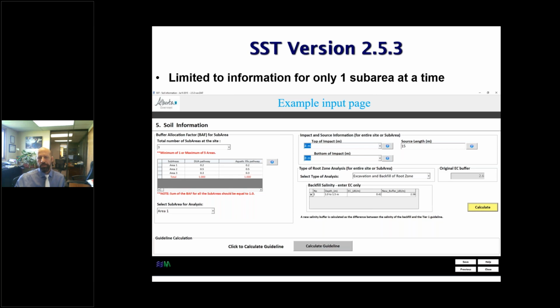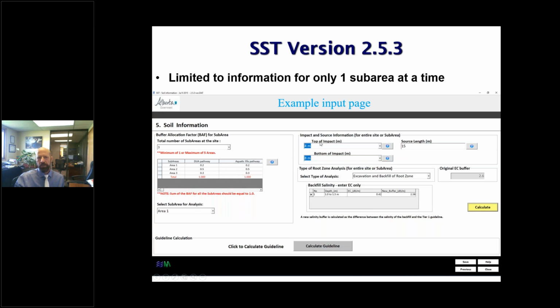assessment tool in terms of dividing a site into different impact zones or different source areas, to allow guidelines to be made more robust and remediation volumes reduced. So to be able to use sub-areas efficiently is a key thing, and version 3 is much better at that than version 2.5.3. In version 2.5.3, you can give some very limited information about sub-areas, but for the most part, it's doing one area at a time.